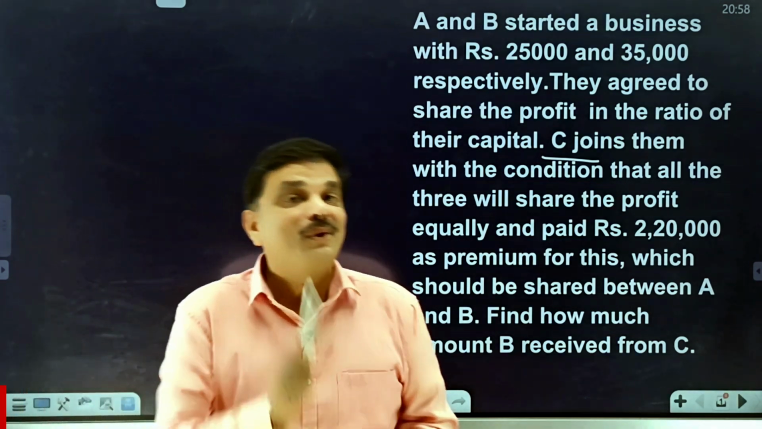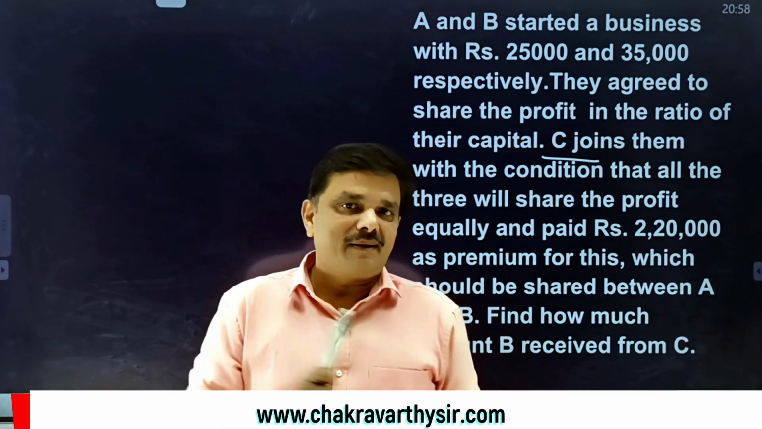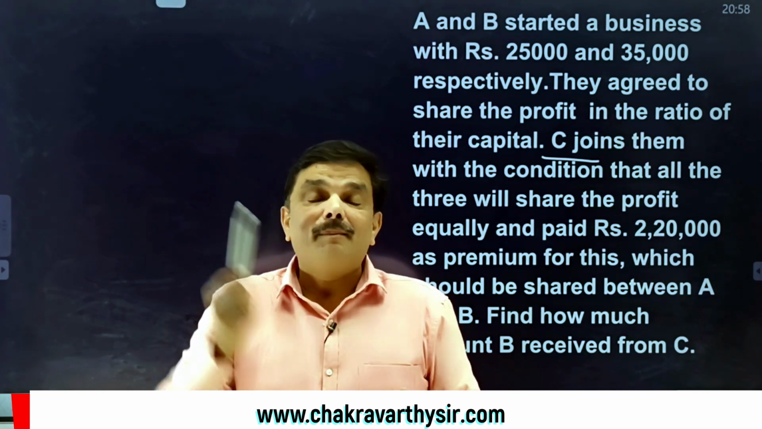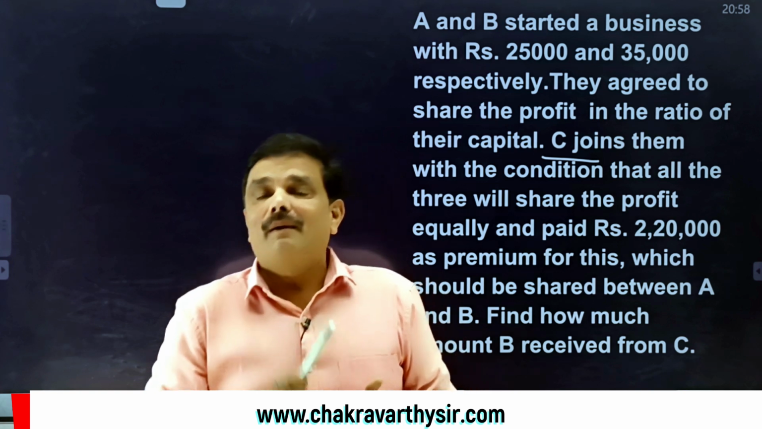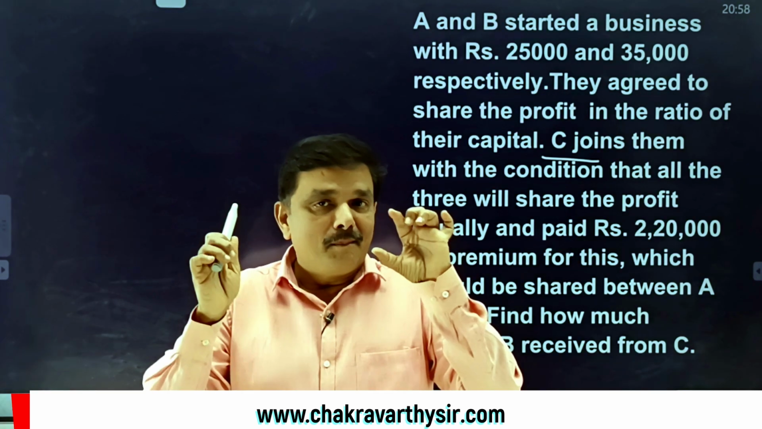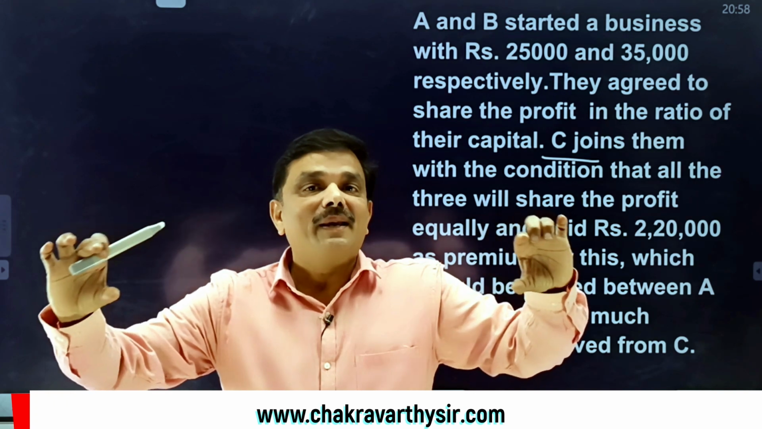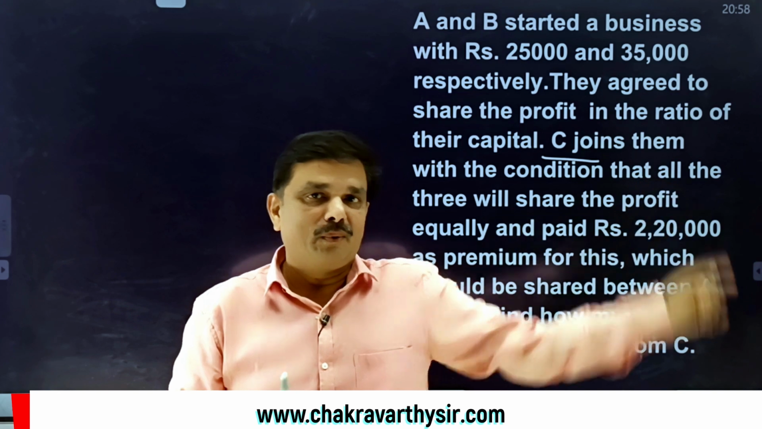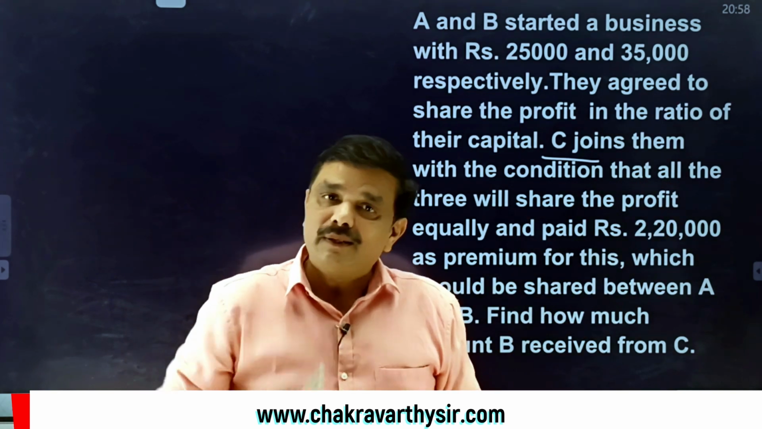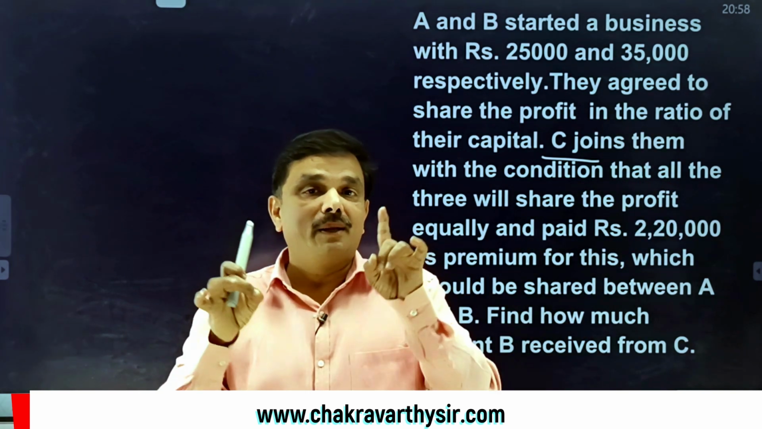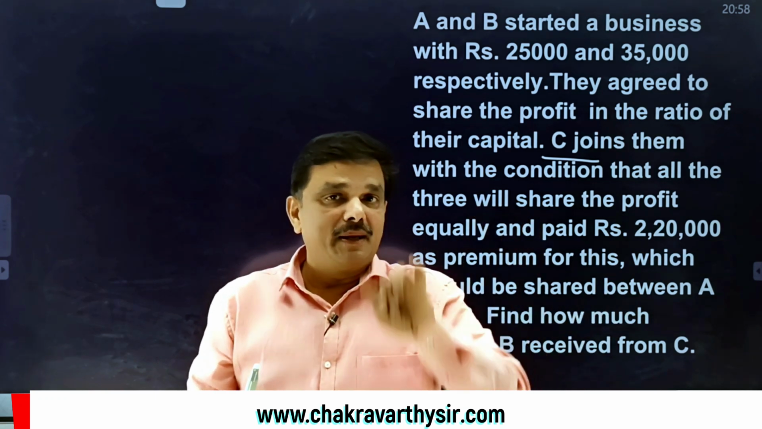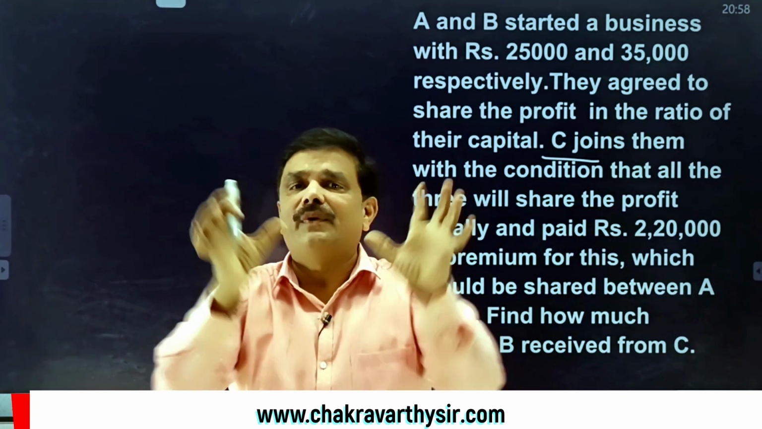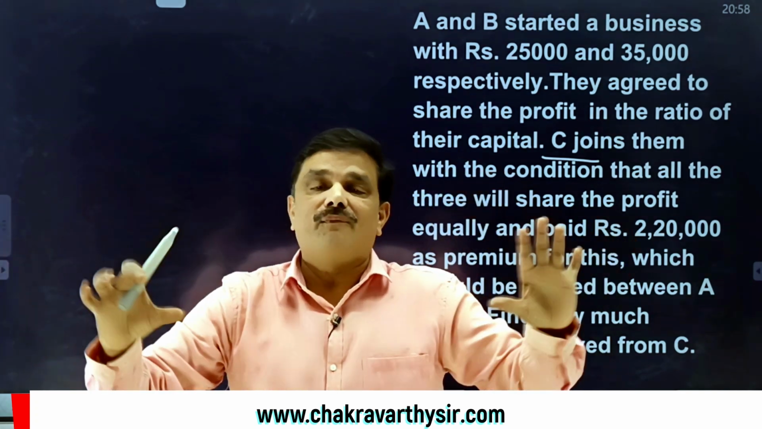Now you see, here the twist is there. A and B started the business with different amounts. Investment is different in figures. But the third person joined, and he kept the condition that all the three must get the profit equally, though the first sentence says profit is shared as per capital. C's condition is that all three must get the same profit. The share should be equal for all the three.